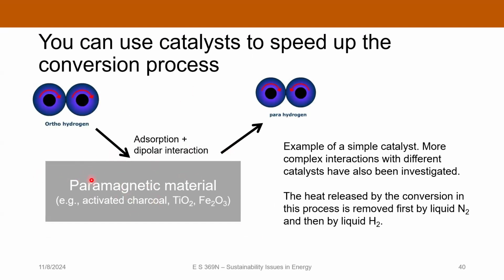You can use a catalyst to speed up the process. And it has to be a paramagnetic material. So these are things like iron oxide, titanium, activated carbon, that sort of thing. And there's an absorption and dipolar interaction that happens on the surface of that catalyst. So this speeds it up. And then you also have to deal with the heat that is produced by this process. So you've got to have another liquid nitrogen loop in here. So things just get more and more complicated. So you can see that liquefying hydrogen is a much more complex and energy intensive process than liquefying natural gas. And so this is one of the main reasons that liquefied hydrogen transport may not be the best way to move hydrogen around.